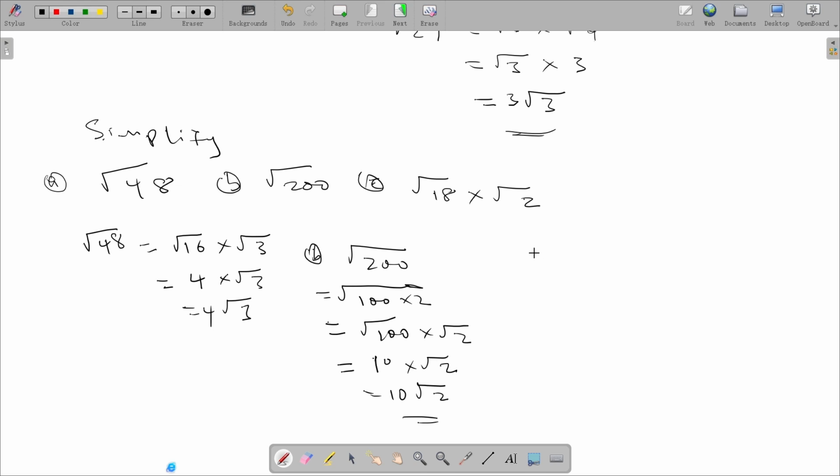Last question, C. How do we approach this question? Well, we know that square root of 18 times square root of 2 can be rewritten as square root of 18 times 2, which is square root of 36. 36 is a square number. Therefore, the answer is 6.